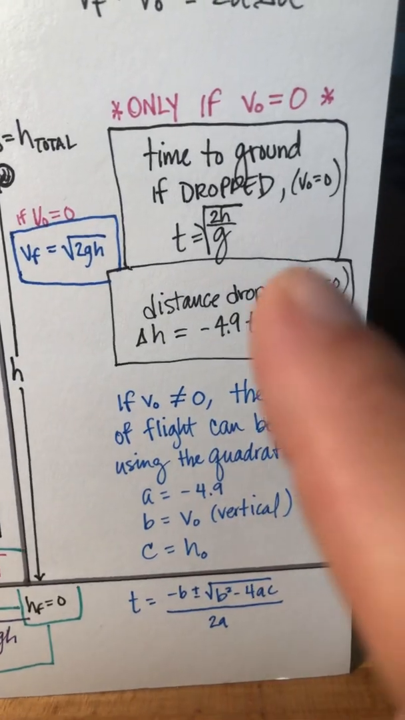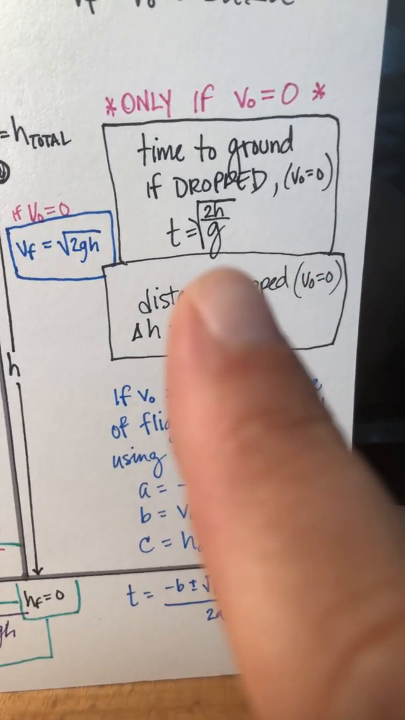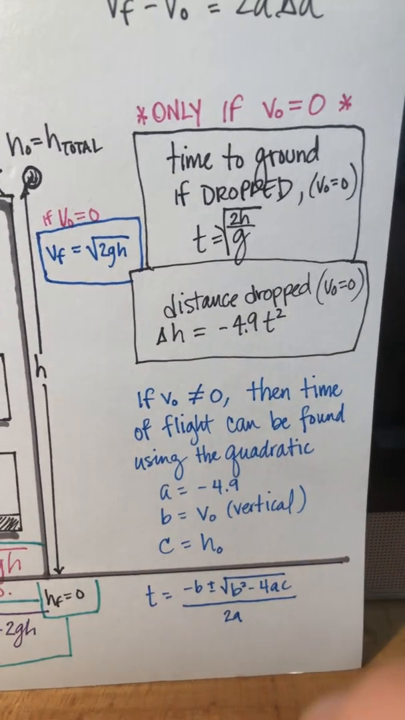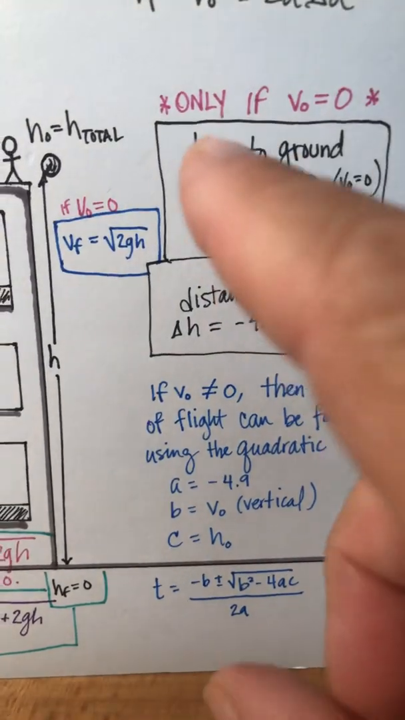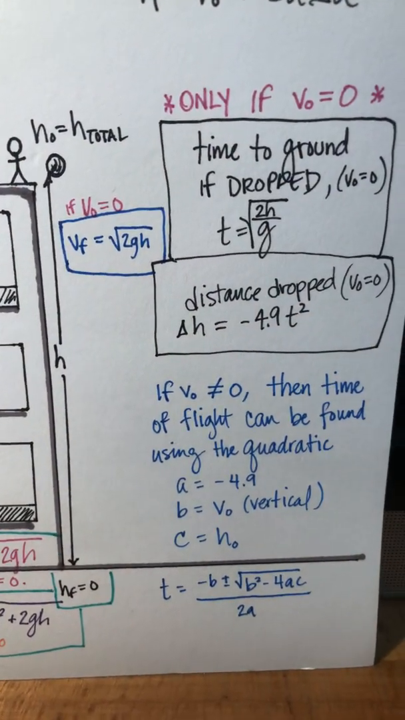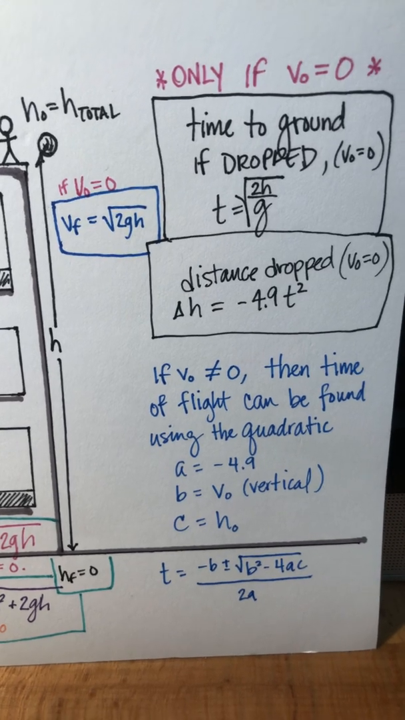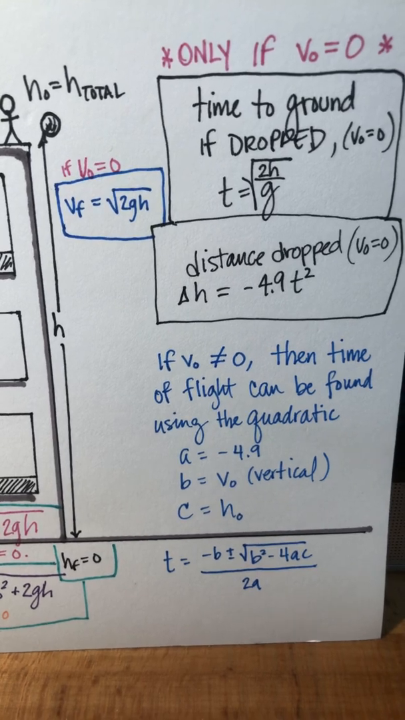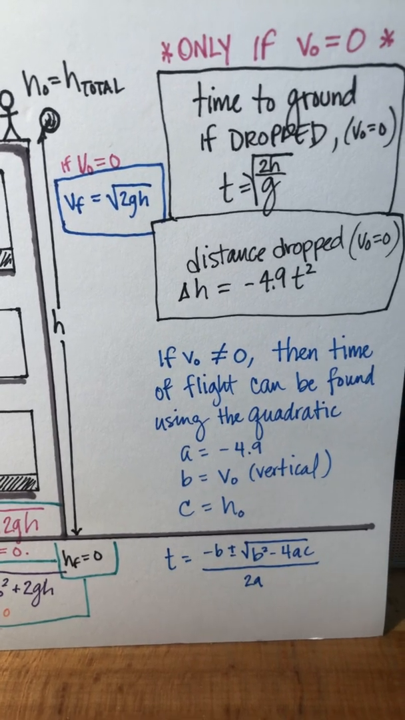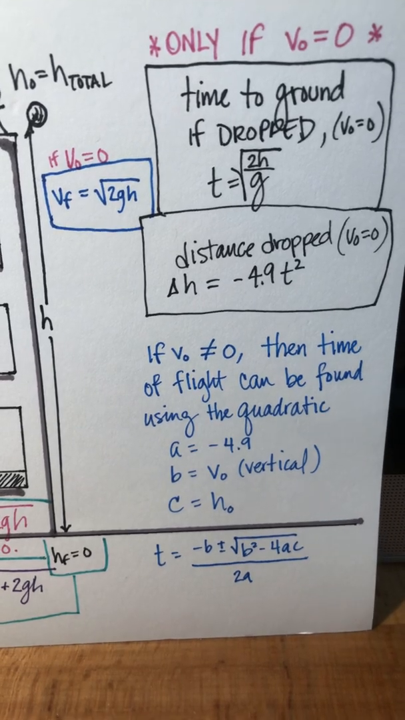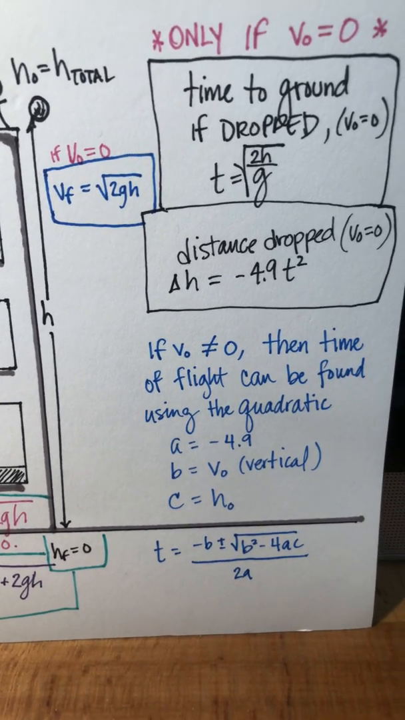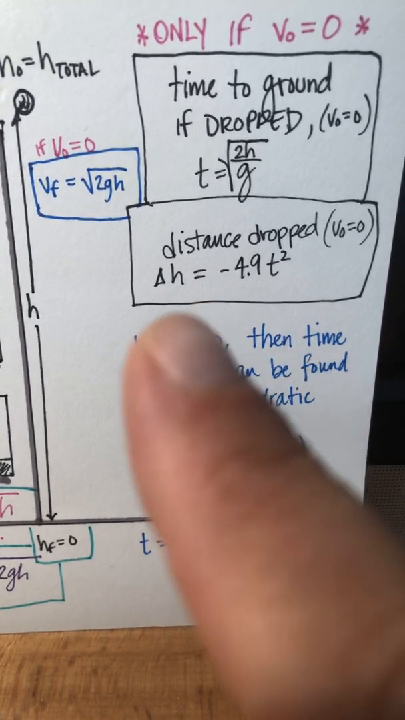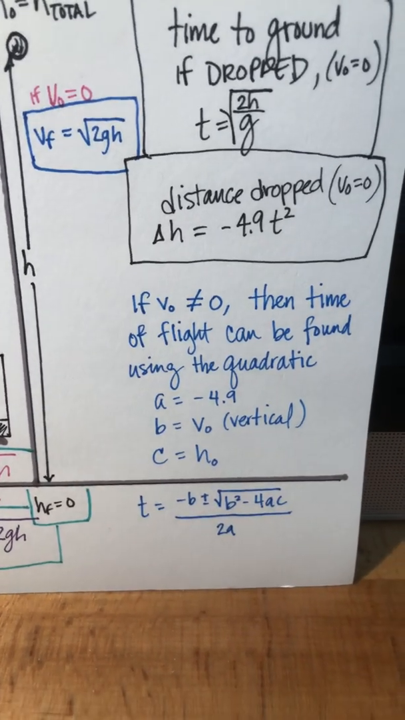Only if v initial is 0, time to the ground if dropped is square root of 2h over g. And the distance dropped is negative 4.9 t squared. So if you think about that, 4.9 is about 5. So 5t squared: if it falls for 1 second, it's 5 times 1 squared, or 5 meters. Falls for 2 seconds, it's 5 times 2 squared, which is 20 meters. 2 squared is 4, times 5 is 20. 3 seconds, 3 squared is 9, times 5 is about 45 meters. Got it? Okay, so if you just take the time that it fell, square that, and multiply by about 5, you're going to get about the approximate distance that it fell.